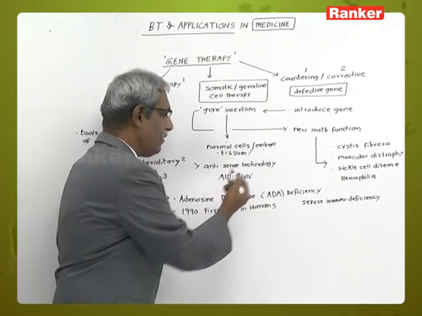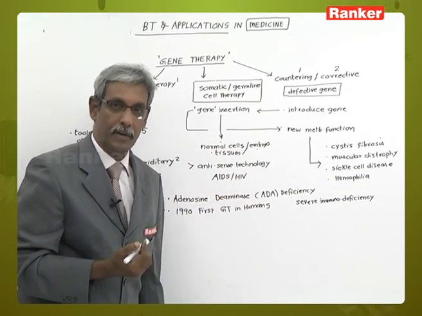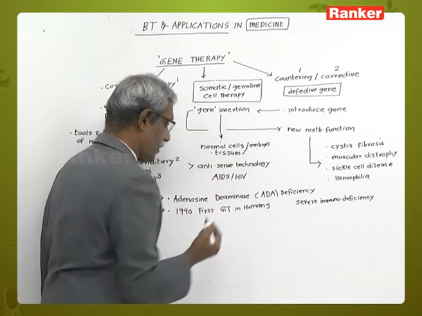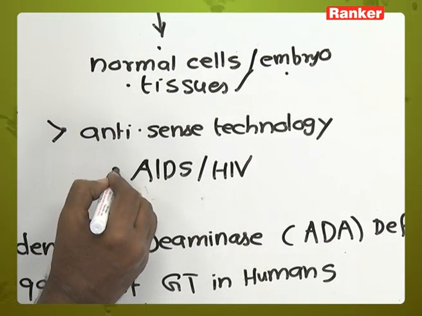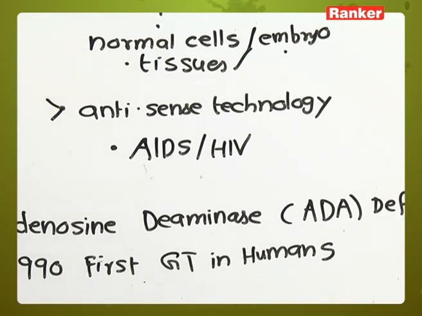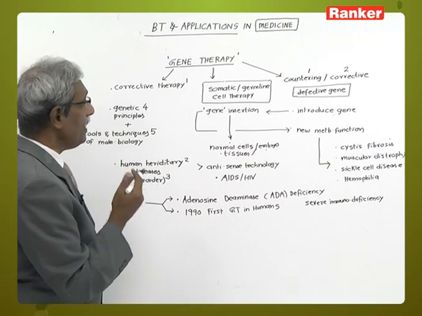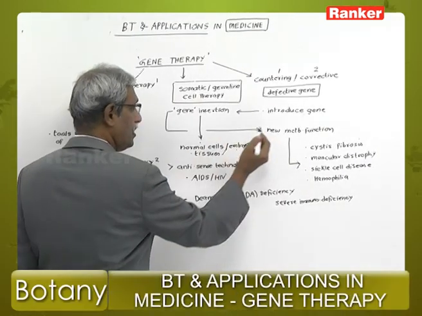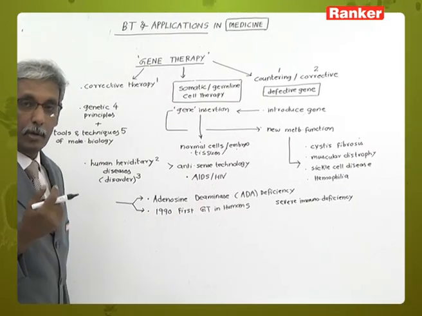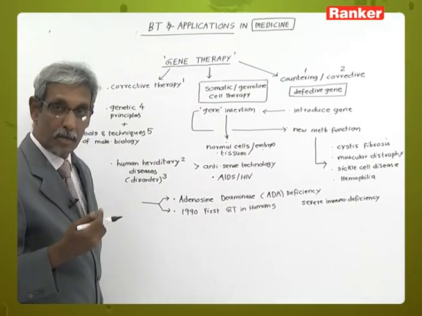Already you are familiar with the antisense technology with relation to nematodes. Thereby, if a patient of HIV or AIDS has low immunity, we can correct it. Primarily, gene therapy is by introducing a gene, you change and you enable a particular human being to have a new metabolic function.